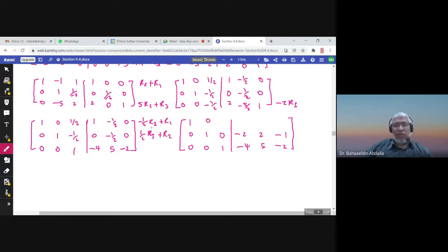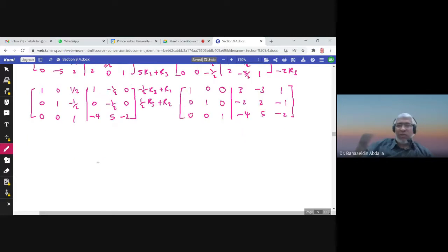And now the first row, negative half plus half is 0. Negative half times negative 4 is 2 plus 1, 3. 5 times negative half, negative 5 over 2 minus 6 over 2 or minus 3. Negative 2 times negative half is 1 plus 0 is 1.